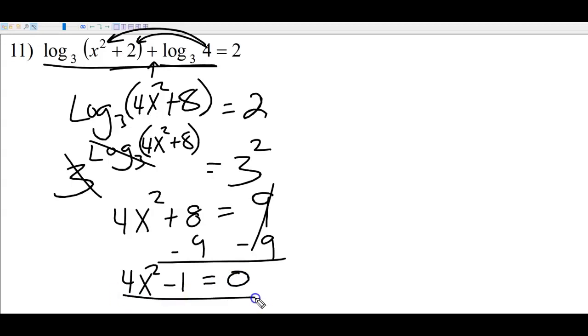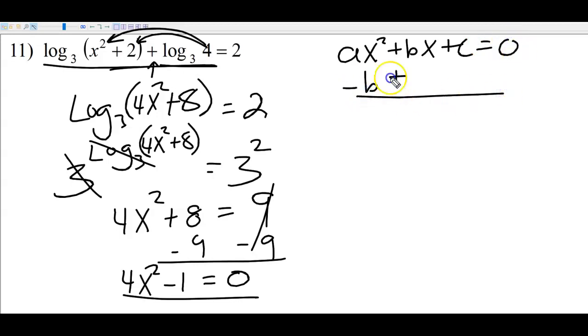This is a quadratic equation, and there's a couple of ways to solve it. My suggestion would be, if you have one that looks like this, to go ahead and use the quadratic formula. However, just so you guys know, you can use this anytime you have a quadratic. It's just that sometimes it's a little bit of an overkill.